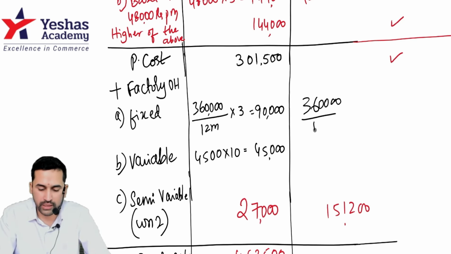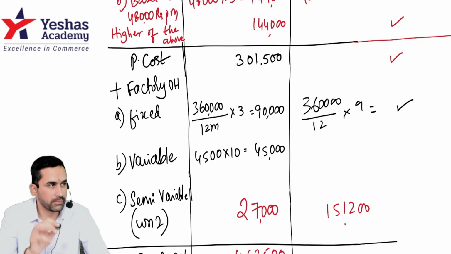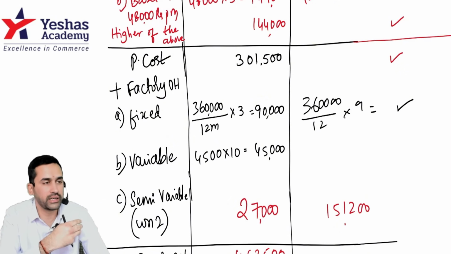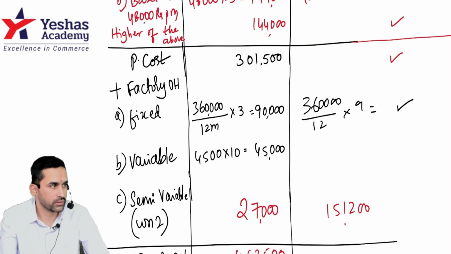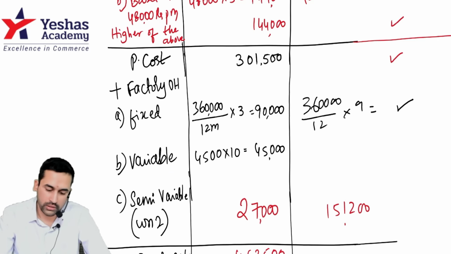360 by 12 into 9. This is one style. Or 90,000 for 3 months, how much is for 9 months? Simple cross multiplication. Or total 360 in that minus that 90. Balance has to be for next 9 months. Any style of presentation is okay. Understood? Then variable what to do?